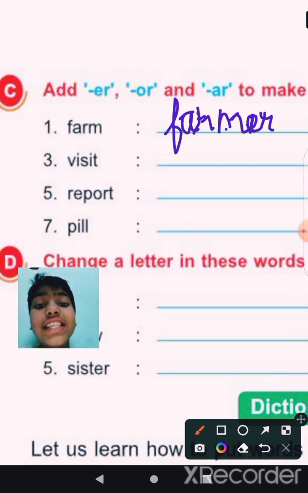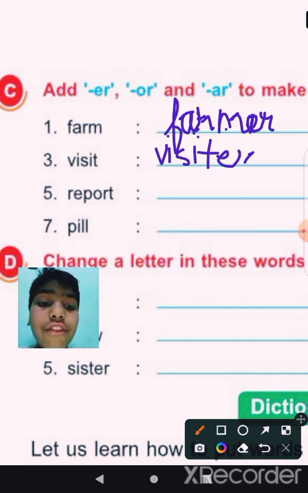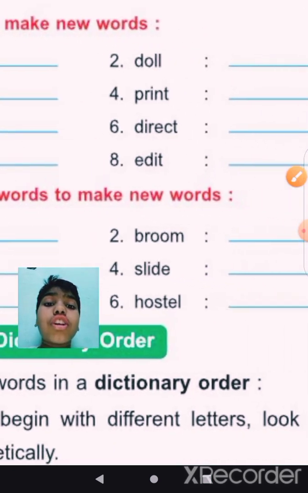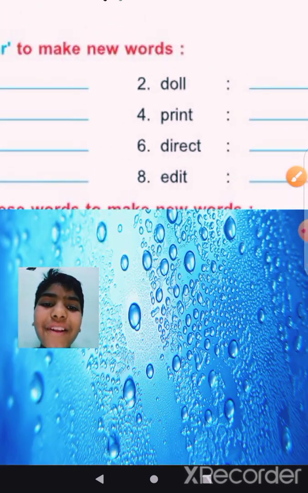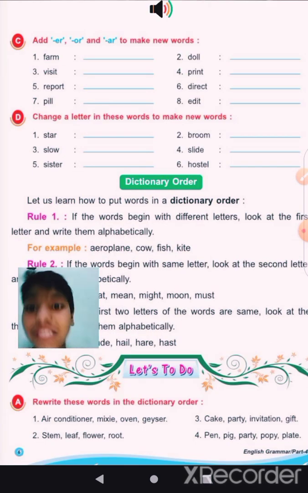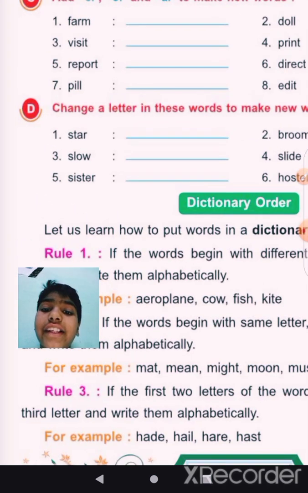Visit, visitor. Report, reporter. Pill, pillar. Okay, I will just say the word. Doll. What will be for doll? Dollar? Yes, dollar. Money, okay? Print, printer. Direct, director. Edit, editor.